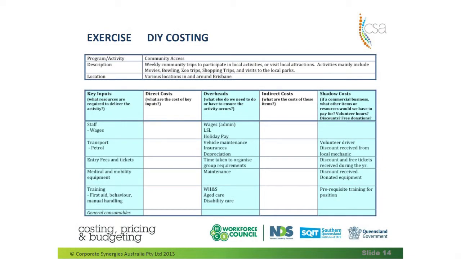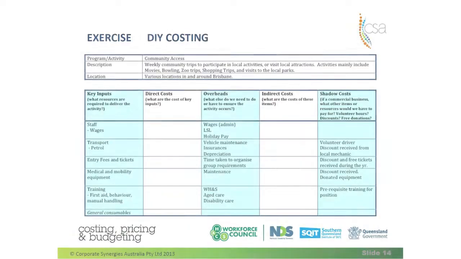So in the next column, we have direct costs. Our direct costs are all of those costs that can be directly valued against our key inputs. That's why that column is white and the key input column is blue. So we always start our exercise with direct key inputs, then direct costs.